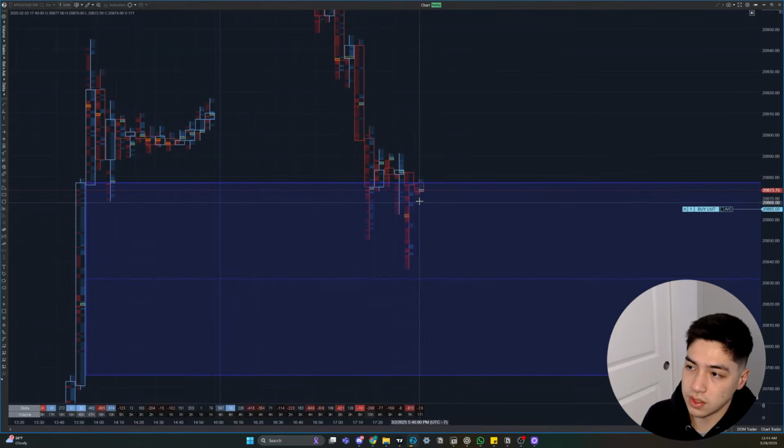What we want to see is price create a green candle, or in this case a blue candle, have a flip in delta, see that confirmation that delta is flipping, buyers are now taking control, and then we would place our limit order in this area. So let's see what happens.